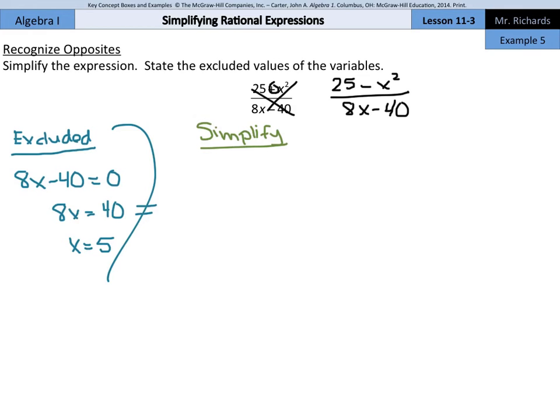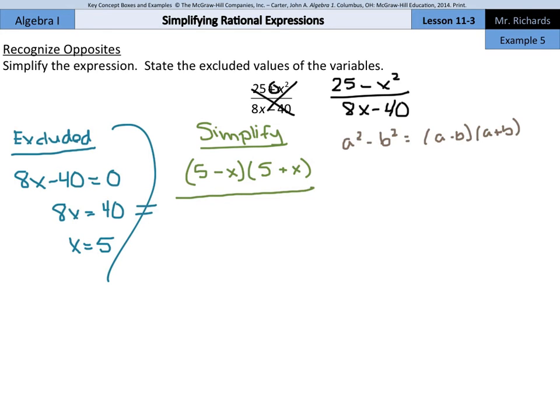Now if you remember our differences of squares rule from Chapter 8, Lesson 8, it would help us factor 25 minus x squared since both are perfect squares. This stated that if you had a squared minus b squared, this could simplify into a minus b times a plus b, which helps us here because then we can write this as 5 minus x times 5 plus x, since the square root of 25 is 5 and the square root of x squared is x. And on the bottom, for the 8x minus 40, if we factor out an 8, that gets us 8 times x minus 5.